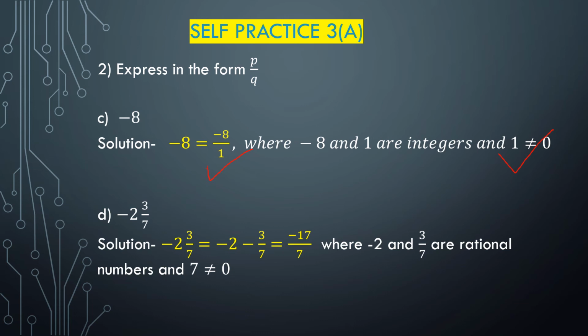D, minus 2 3 divided by 7. We can write minus 2 3 divided by 7 as minus 2 minus 3 divided by 7, which is: 2 multiplied with 7 is 14, 14 plus 3 is 17, so minus 17 divided by 7, where minus 17 and 7 are both integers, and q, that is 7, is not equal to 0.